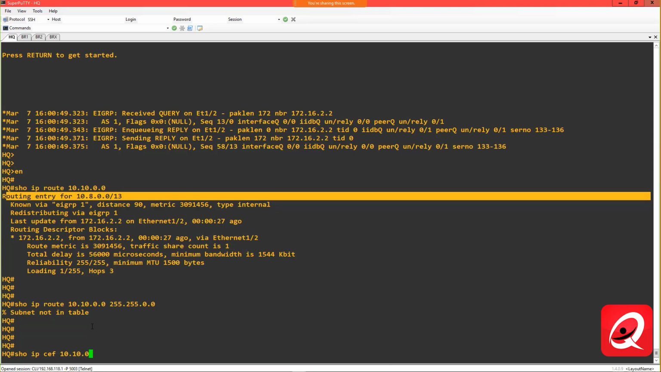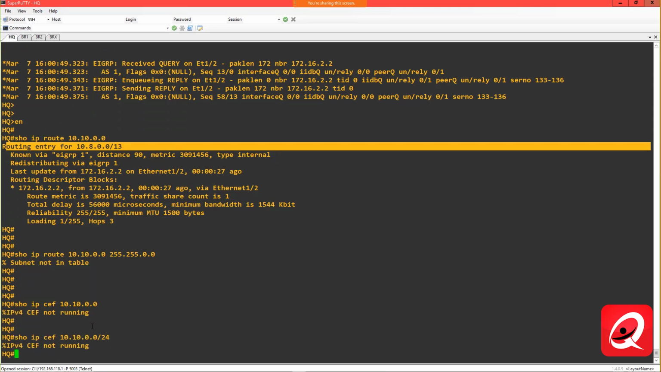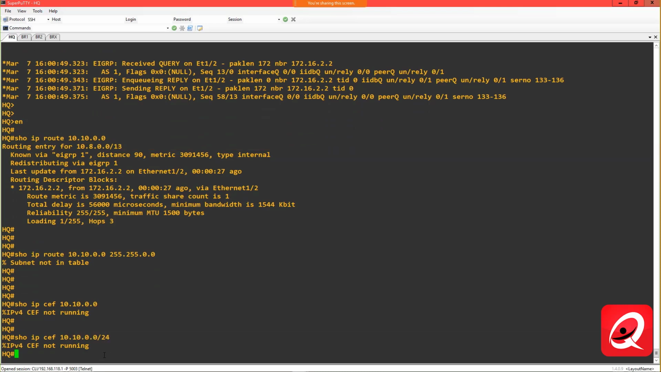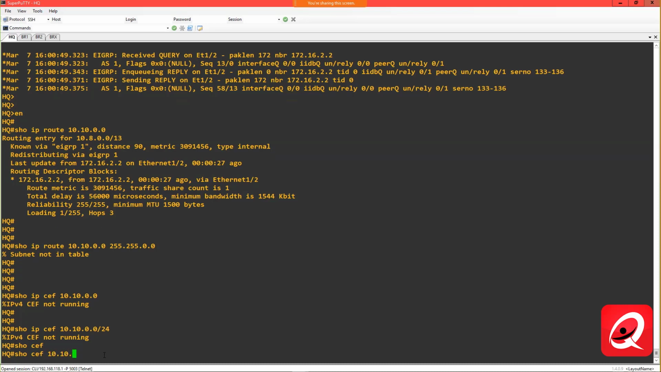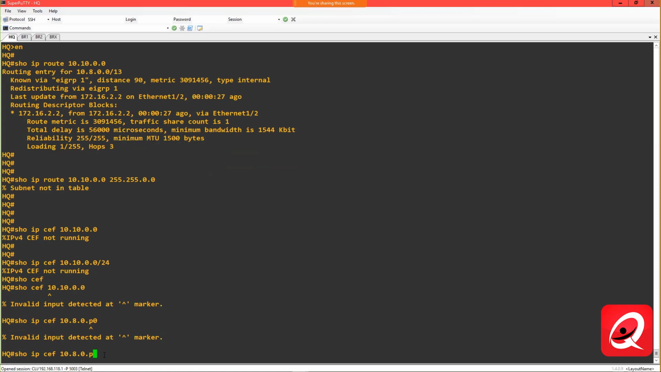I can also do a show IP Ceph for 10.10.0.0/24. We can see that that route no longer exists. And let me see if I can do a show Ceph 10.10.0.0. Yeah, that's not going to work. Show IP Ceph, of course, if I say 10.10.0.0, or excuse me, 10.8.0.0.